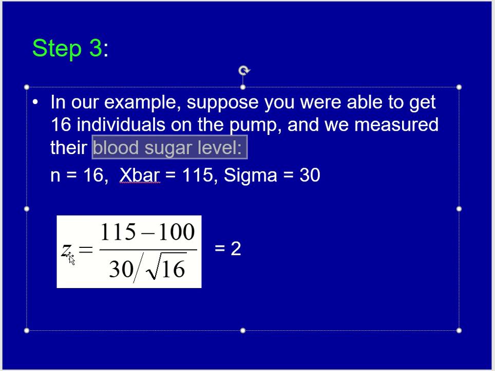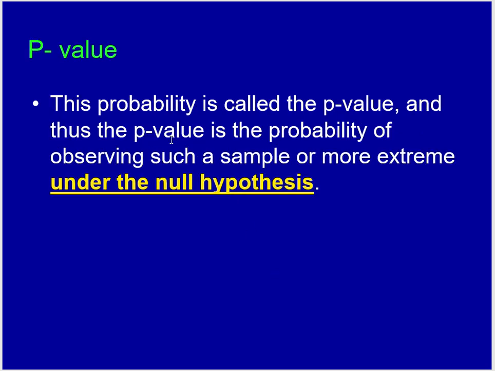So I calculate the Z. Now this time, notice the Z came out to be a positive value. It's a +2. I say this because you need to know that for the next move, which is the p-value. If you remember, the p-value is the probability of observing the results that you observed, or even more extreme, under the condition that the null is true.